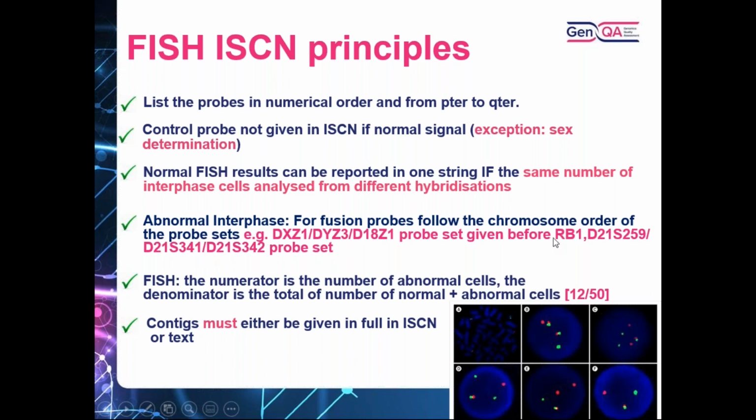Now this is a contig, and so it involves 3 different probes, and you put a slash or backslash between each of the probes. If you don't give it in the ISCN, it has to be given in the text, and that is actually written now in the ISCN 2020. For FISH, the numerator, which is this, is the total number of abnormal cells, and the denominator, which is this, is the total number of cells analysed. So that includes the normals and the abnormals, and by default, you can work out how many cells were normal.